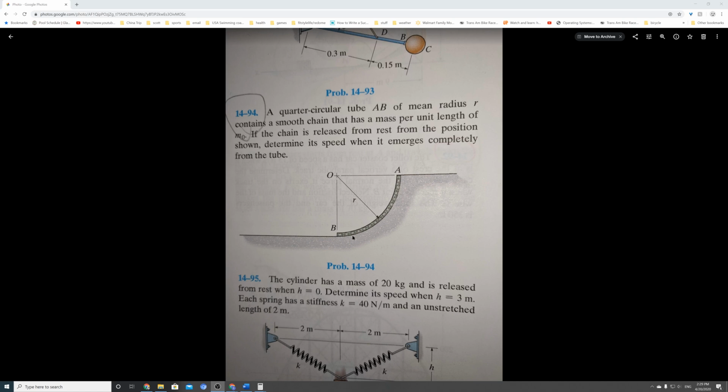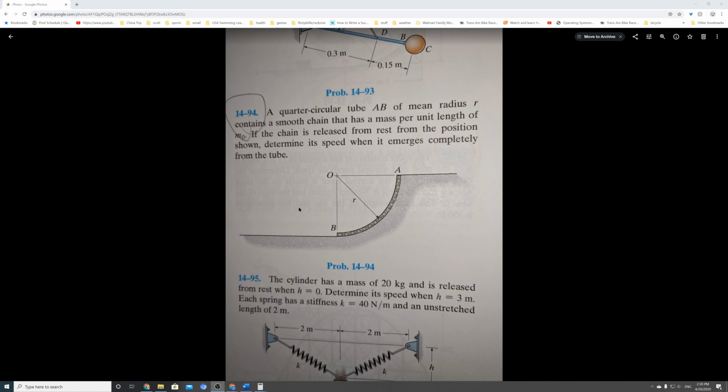Okay, so you have this chain inside here, and then there's a tube. You can barely see it here. And so you release this chain, and then it slides down and has some velocity when it finally leaves, basically when this part here actually gets out of the tube.